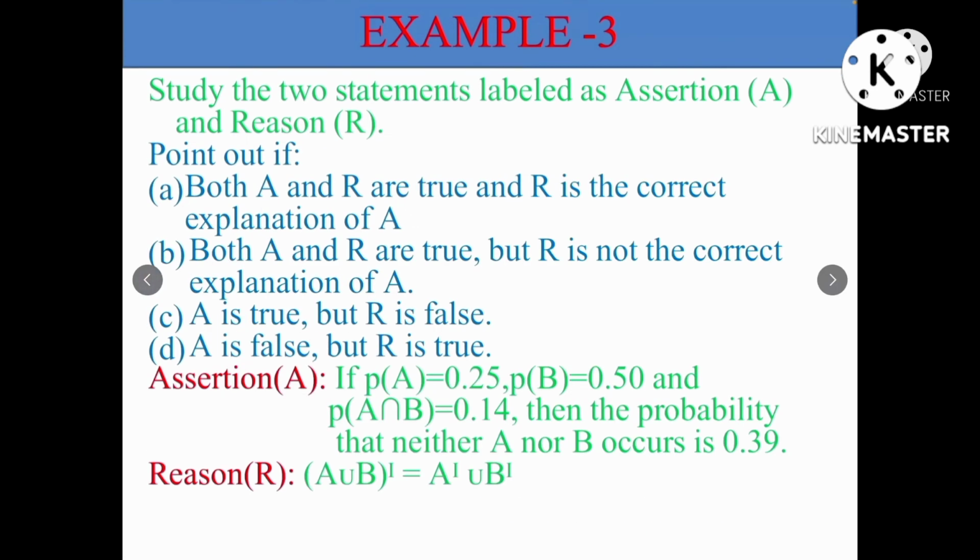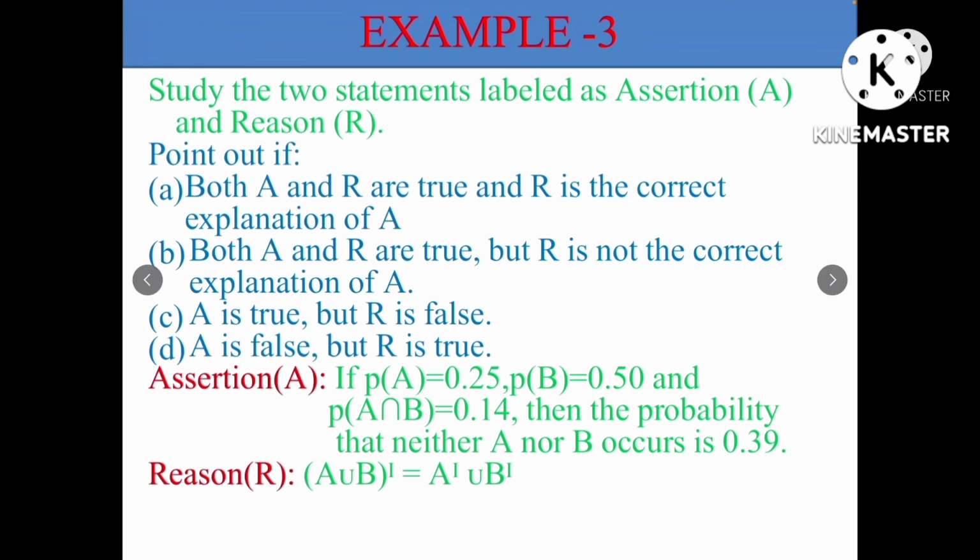Now comes the third example. Study the two statements labeled as assertion and reason. These are the four alternatives. Here the assertion is given: if P(A) is 0.25, P(B) is 0.50, where P(A) means probability of A and P(B) means probability of B, and probability of A intersection B is 0.14, then the probability that neither A nor B occurs is 0.39. We know the formula for probability of A union B is probability of A plus probability of B minus probability of A intersection B. So if you apply the formula and calculate the result, you will check this is a true statement.